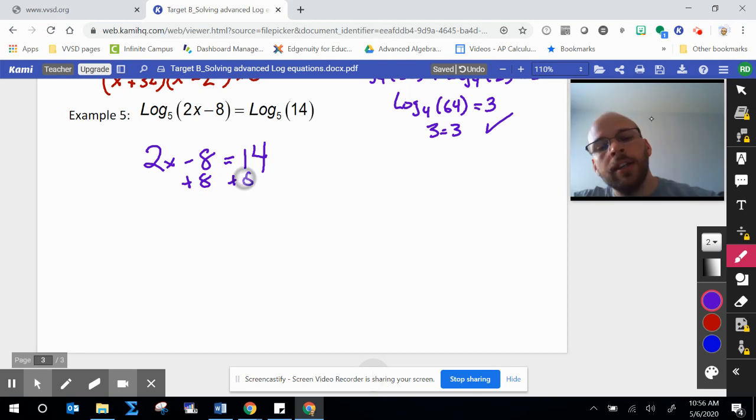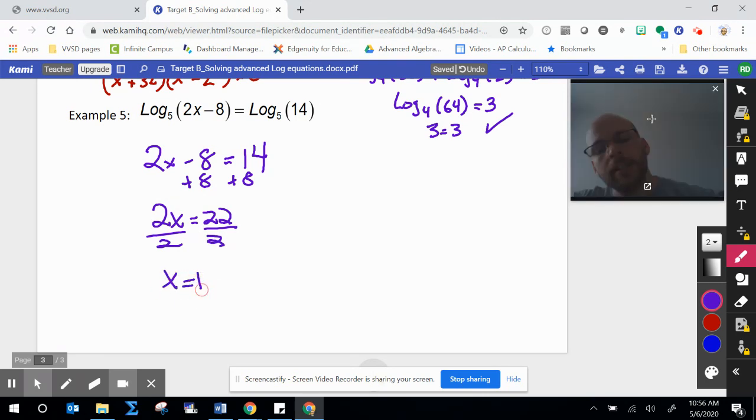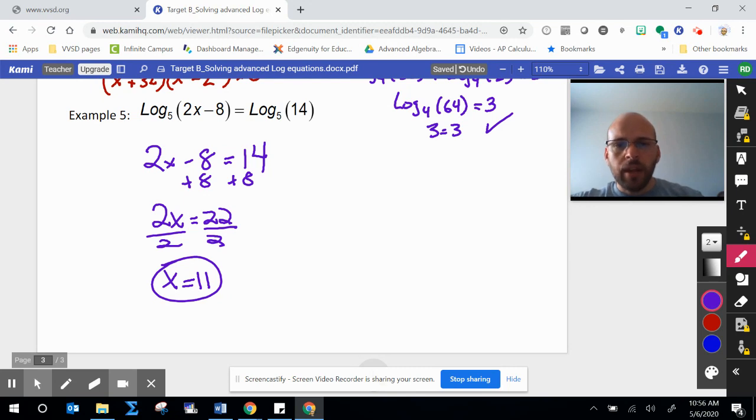So if you add 8, okay, I get 2x equals 22. Divide by 2, and I get x to be 11. Okay? And again, that would be your solution. You could check that. It does work.